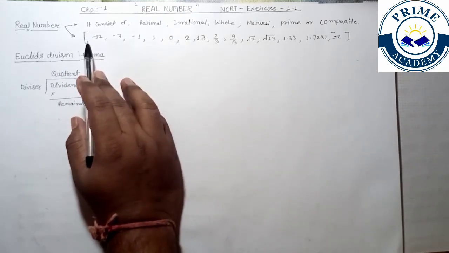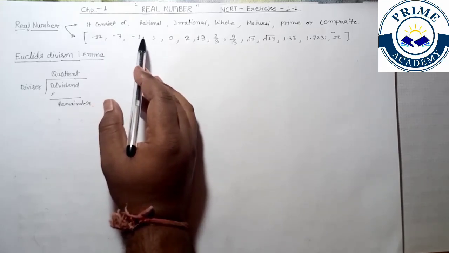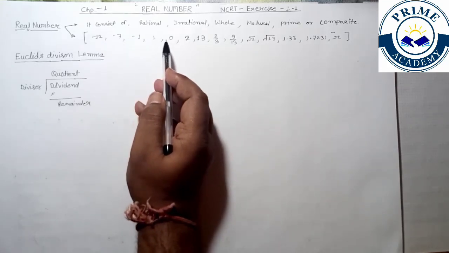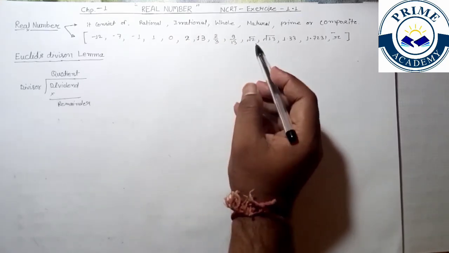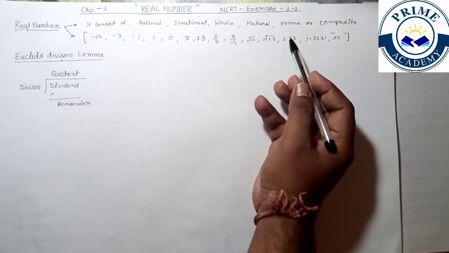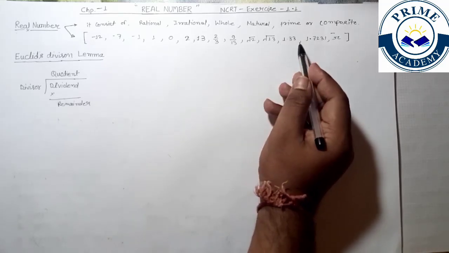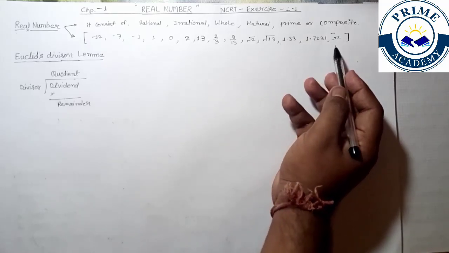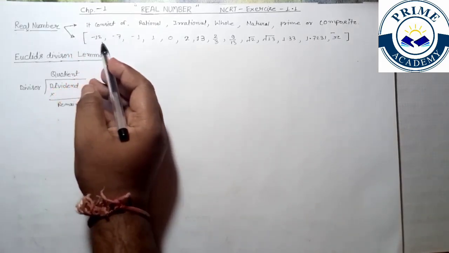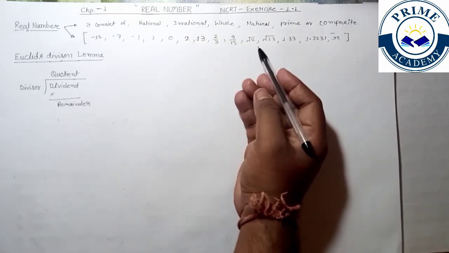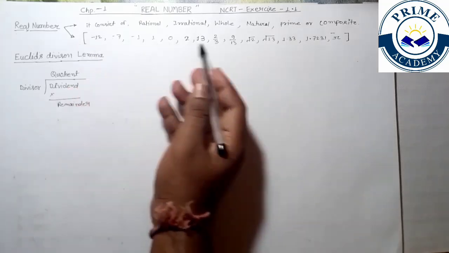Now numerically, in real numbers we can write negative numbers like -1, -7, 12, 0, 13. Fractions are also there, and roots like root 2, root 13, whatever the numbers. Decimal numbers like 1.33, 1.723, and pi also. These are all examples of real numbers. So real numbers include negatives, whole numbers, 0, positives, fractions, roots and decimals.